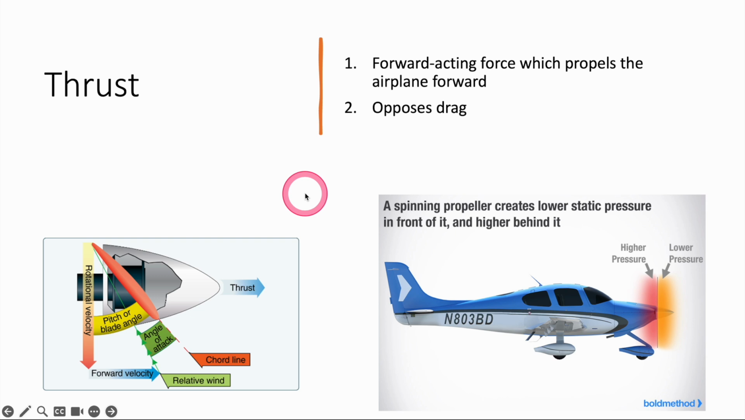So that, along with the downwash angle of the prop, so if you were to stand behind a plane, you feel the air blowing you, just like if you were to stand in front of a fan. That, along with the pressure differences, are creating thrust. So it's kind of like horizontal lift, essentially. So it's pulling the airplane forward.